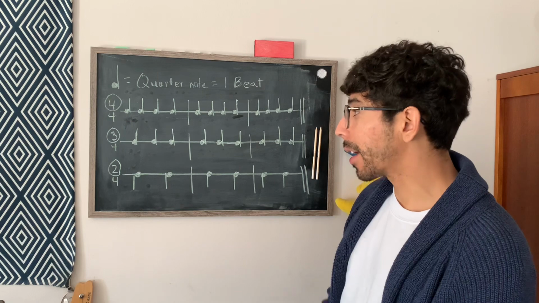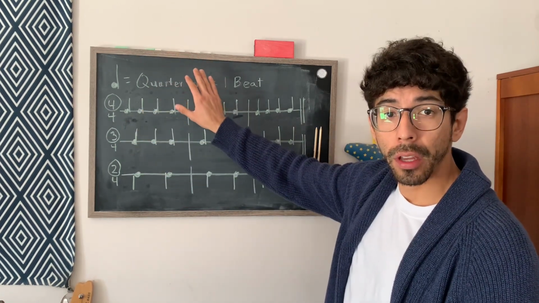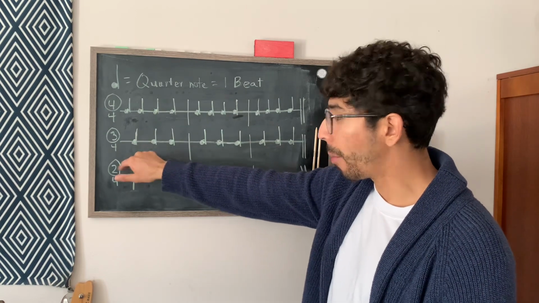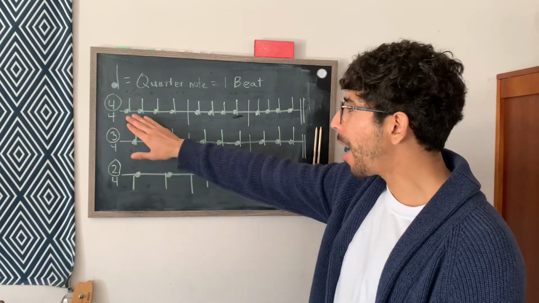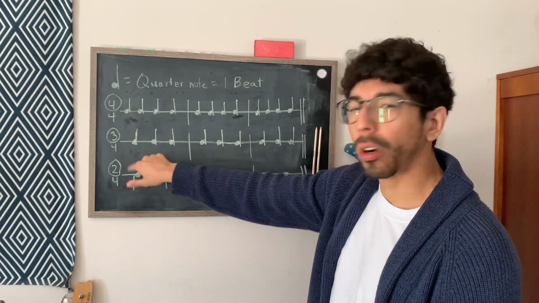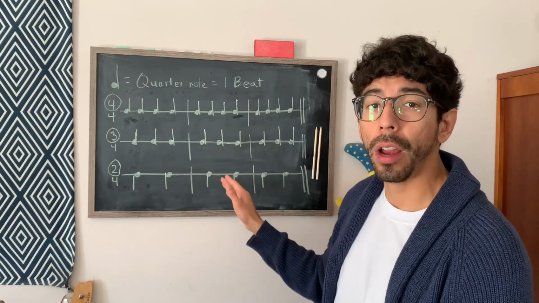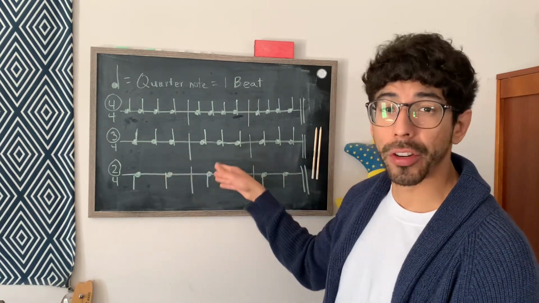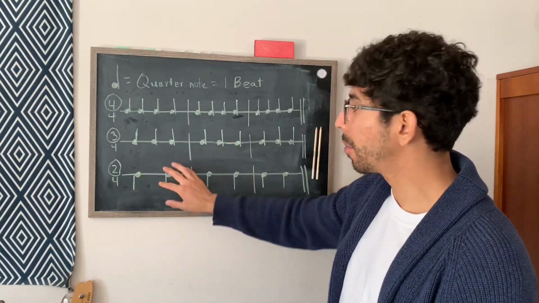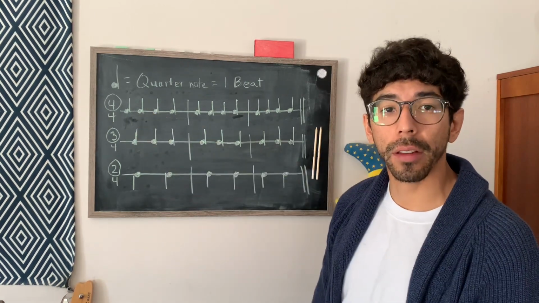And like I said, in a future episode, I'll explain the other note values and also what the bottom number represents. But for now, we'll just keep it at 4 for the bottom number, and then just worry about the top number changing, which just represents how many beats are in a measure. So 2 is going to have 2 beats, 3 is going to have 3 beats, and 4 is going to have 4 beats.